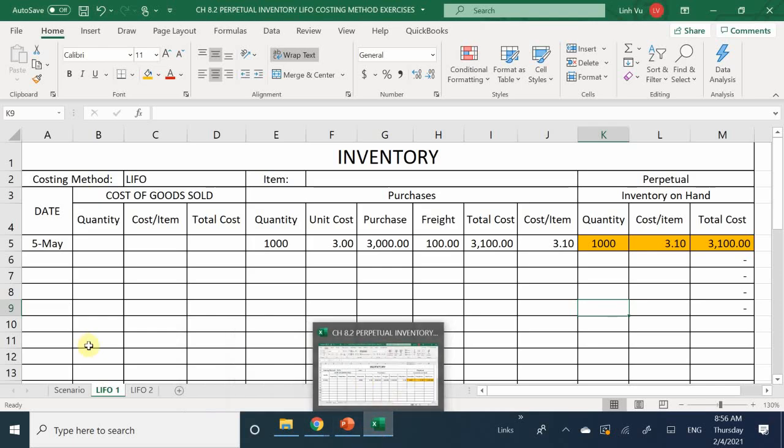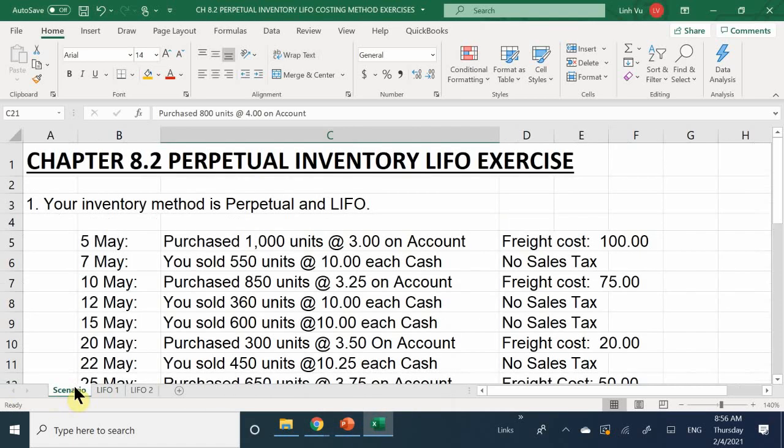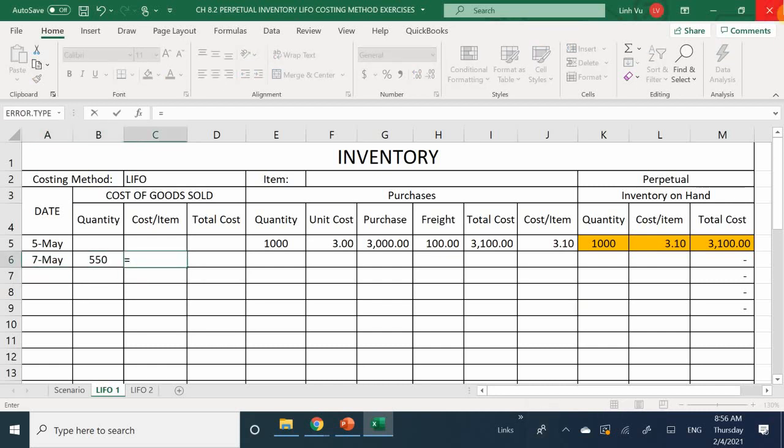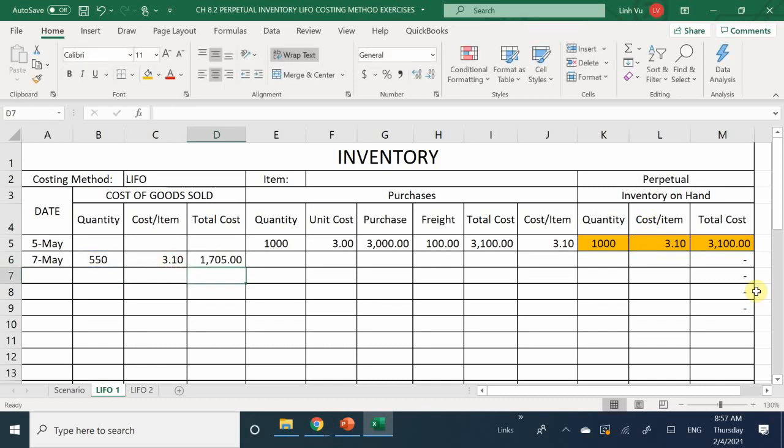And then let's see what happened next. Okay. On May 7th, you sold 550 units at $10 each with cash and no sales tax. So where are we going to place this? Cost of goods sold. 550. How much is it going to cost me to sell each item? 310. And then, of course, because we only have our only batch there, our assumption is that's it. We're just going to get rid of this one.